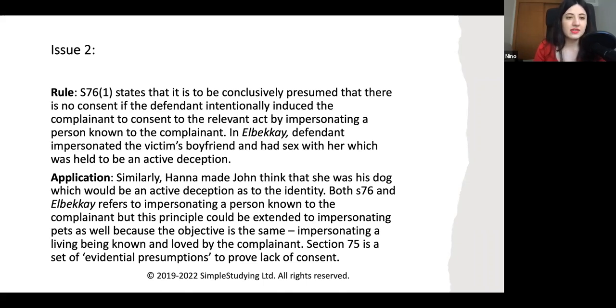As you can see, this answer shows a very good understanding of what Section 76, Section 75, and the relevant case law are, and successfully applies it to the facts of the case. That is why it was awarded a first class. So make sure that you understand what the law is, apply it to the facts of the case, and give proper analysis.